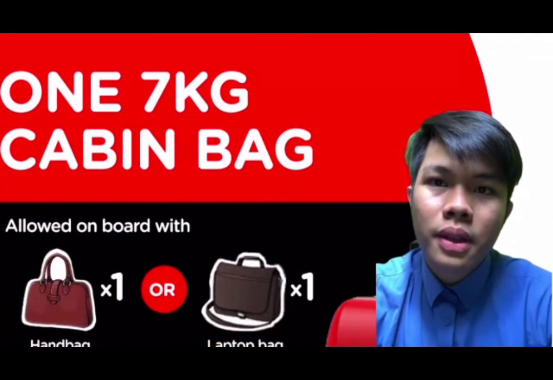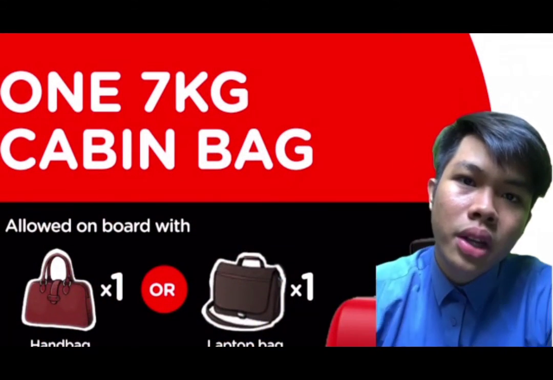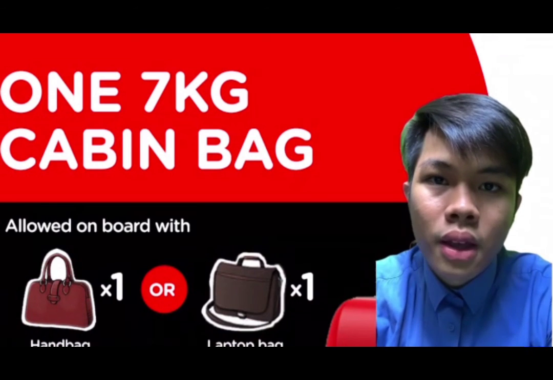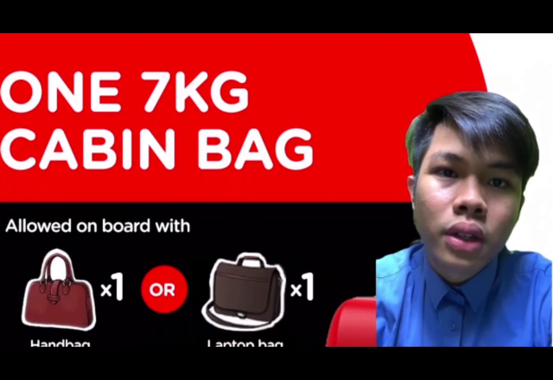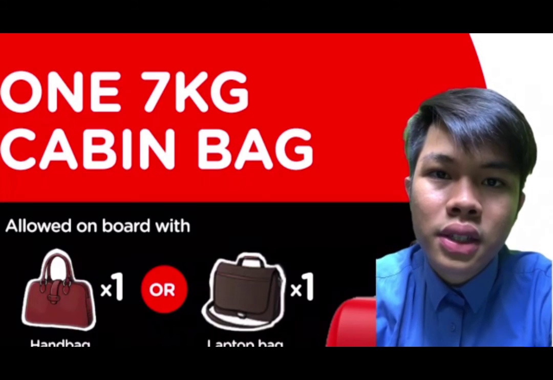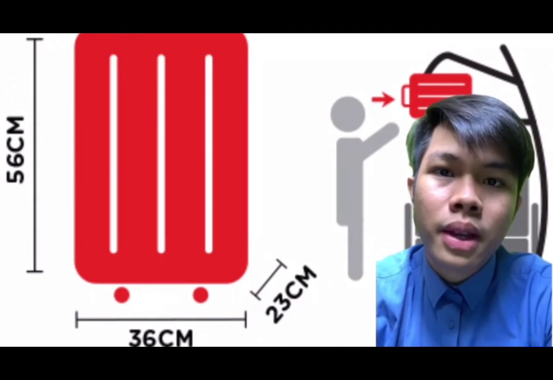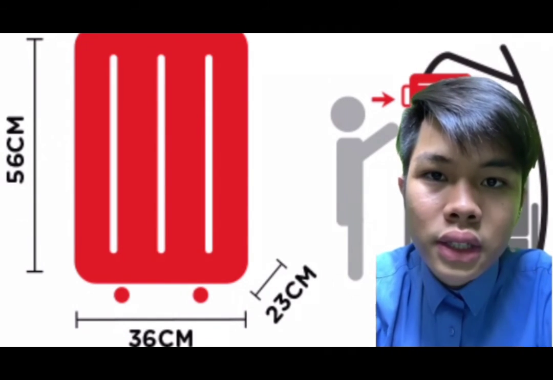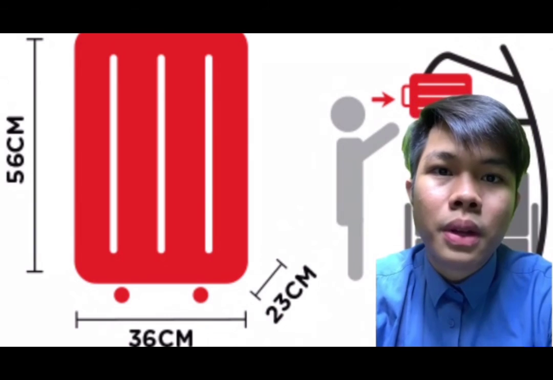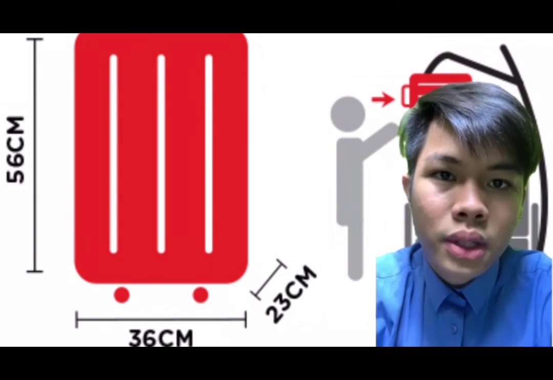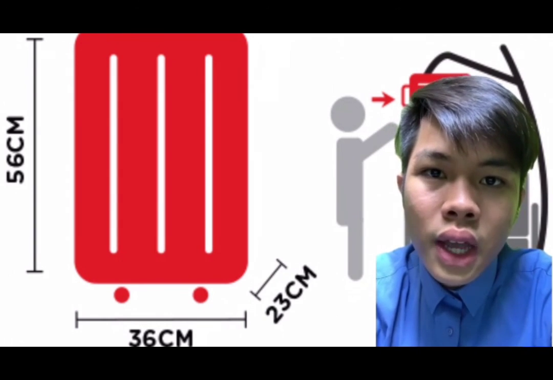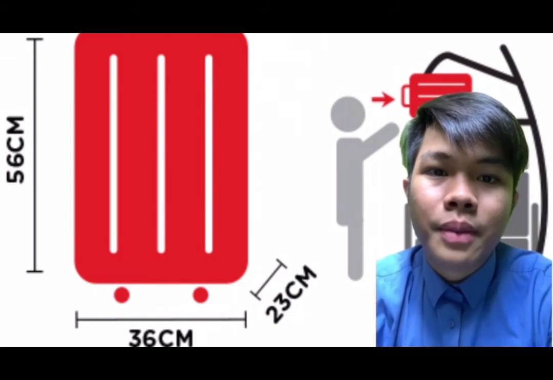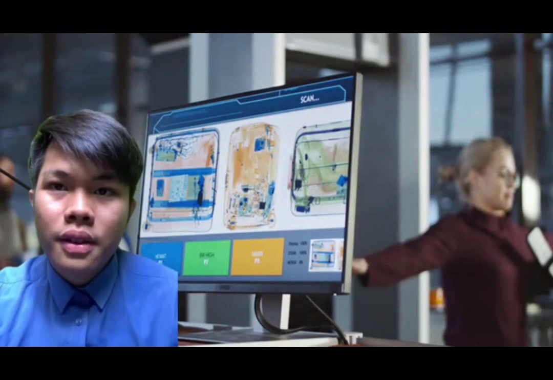Okay, next, cabin bag allowance. You are allowed to bring on board 2 pieces of bag as part of your cabin bag allowance, with the total weight of both items not exceeding 7 kg. One piece of cabin bag must not exceed 56 cm by 36 cm by 20 cm, including the handle, wheels, and side pocket.